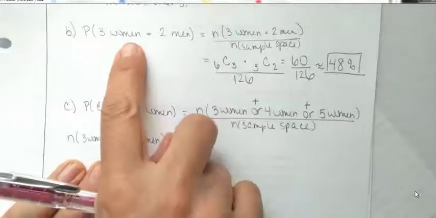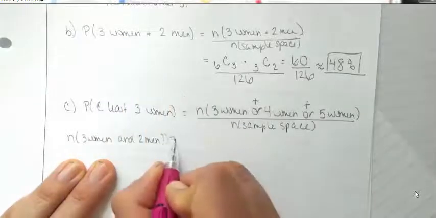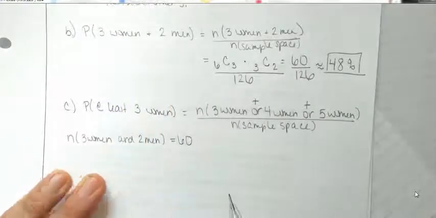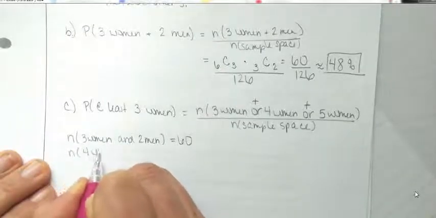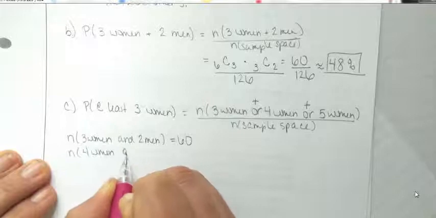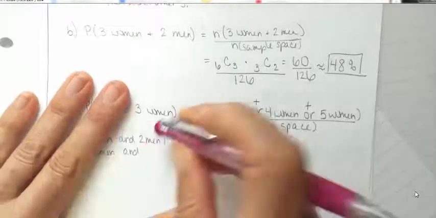Well, I think we just did that one, right? So that was a total of 60. Now I can also have 4 women and 2 men. Nope, I lied. 1 man.